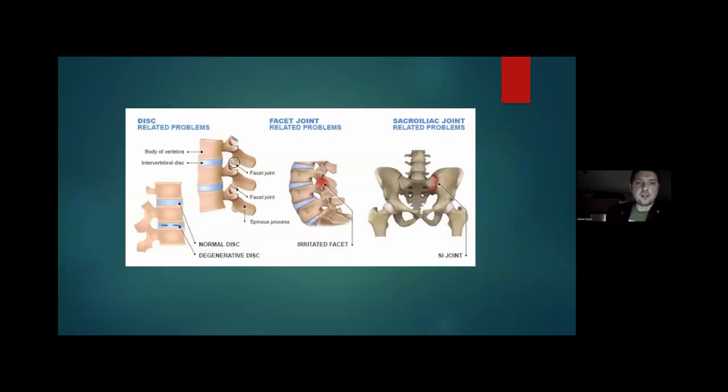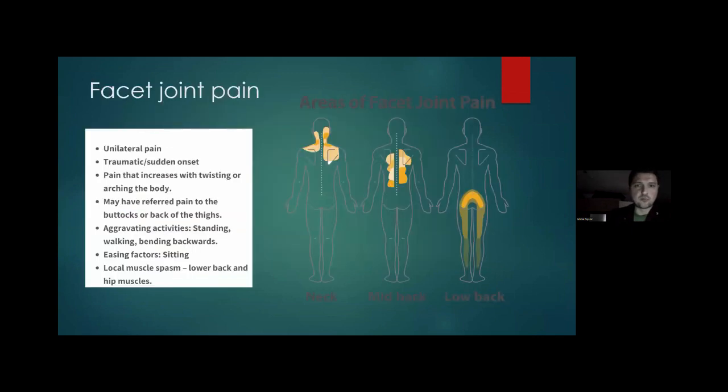And then there are three types of problems which occur very commonly and imitate radiculopathies and back pain: disc-related problems, facet joint-related problems, and sacroiliac joint-related problems. Facet joint pain usually leads to unilateral pain, with traumatic and sudden onset, increases with twisting or arching of the body, and may have referred pain to the buttocks or back of the thighs.